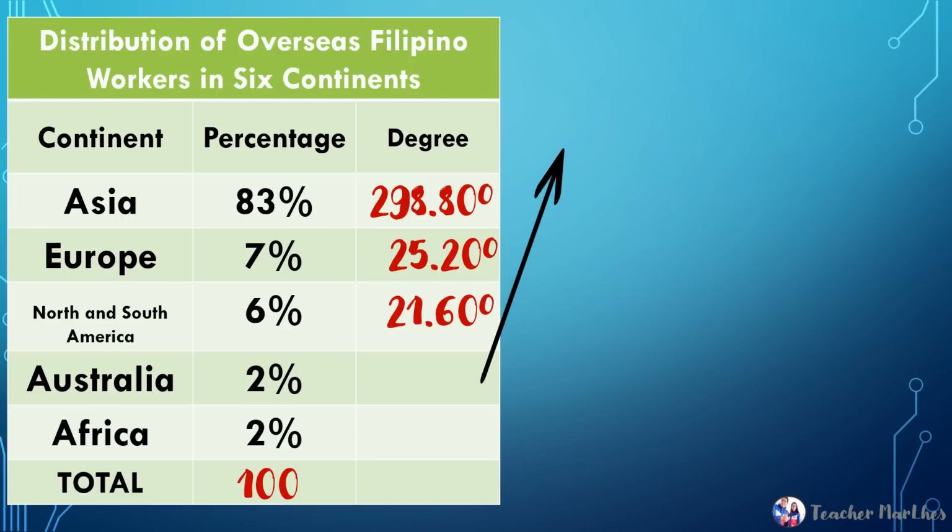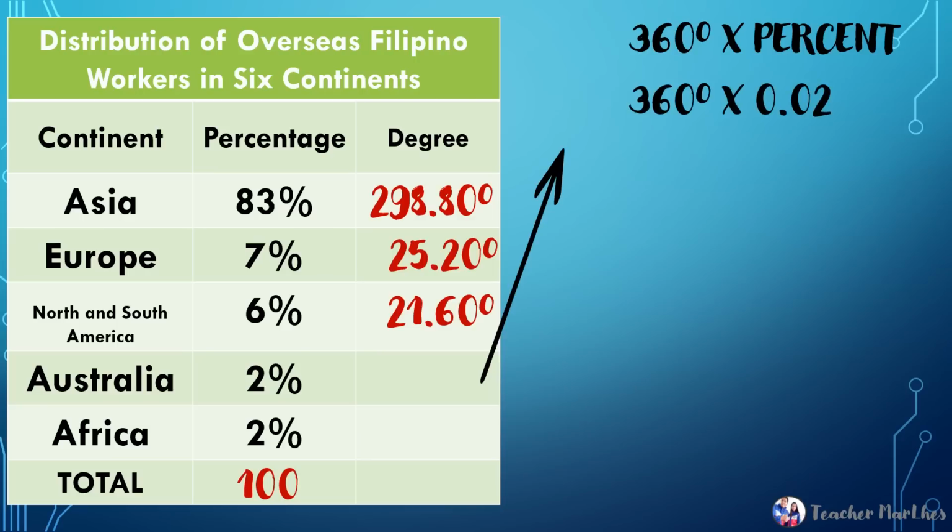2%. So 360 degrees times percent. So 0.02. Move lang ulit ng dalawa. 1, 2. Tuldo. Decimal point. So magkakaroon tayo ng 0.02. So multiply. 2 times 0 is 0. 2 times 6 is 12. Carry 1, bring down 2. 2 times 3 is 6 plus 1 is 7. So 0 na ulit ito.